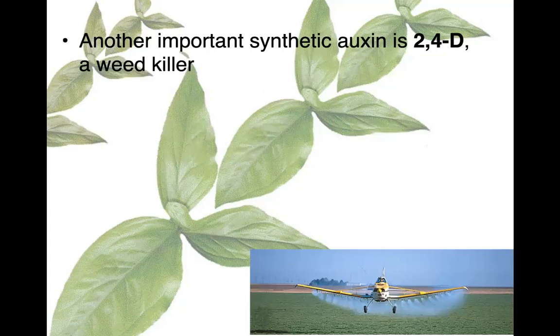Another important synthetic auxin is an herbicide called 2,4-D, and it is an herbicide. Whenever you have "icide," it means to kill, basically, and then herb is plant.